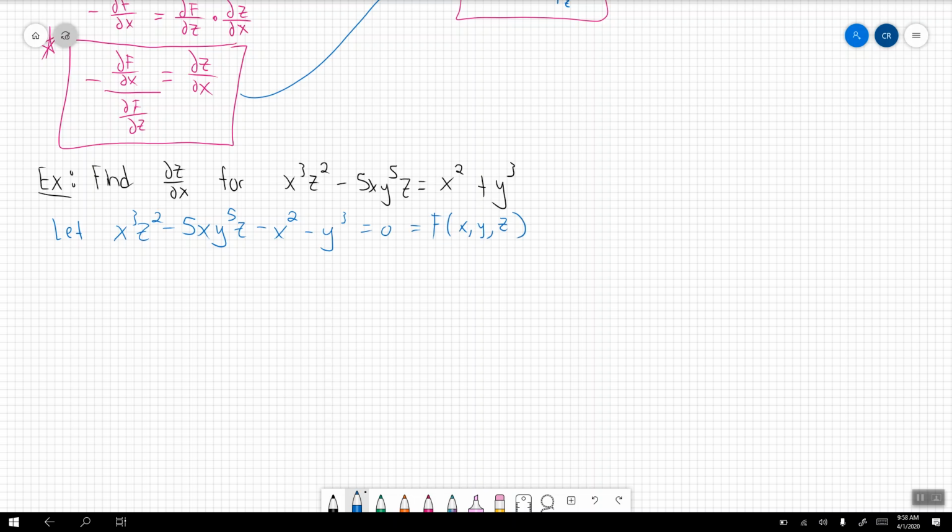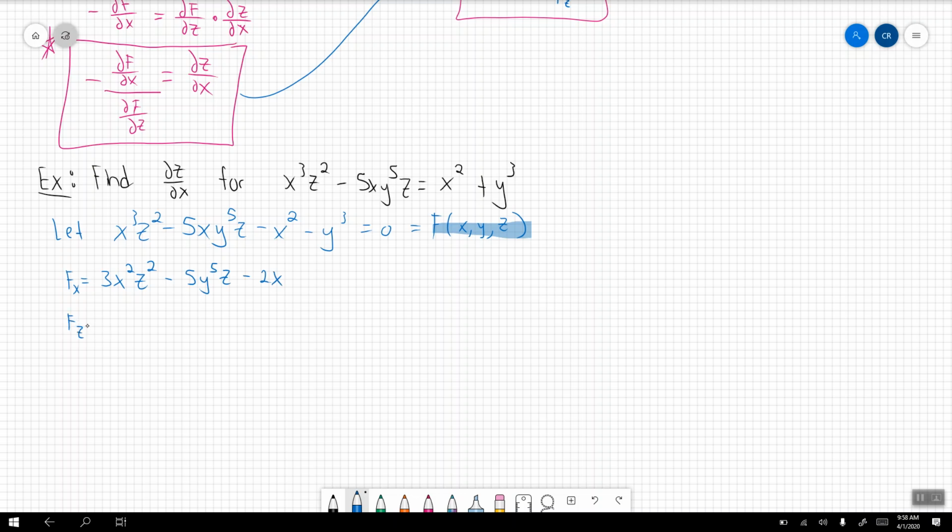All I need to do now is find two partial derivatives. The first partial derivative that we need to find is going to be the partial derivative with respect to x. And since this function only has x, y, and z embedded into it, all we need to do is treat the y's and the z's as constants when I'm looking for this derivative. So the derivative of x cubed is going to be 3x squared, z squared. Derivative here, minus 5y to the 5th z. Derivative here, 2x. That's it.